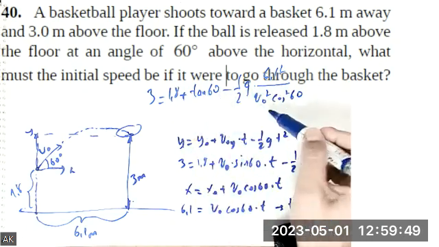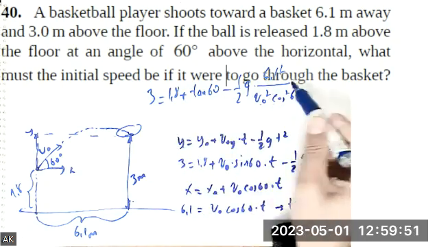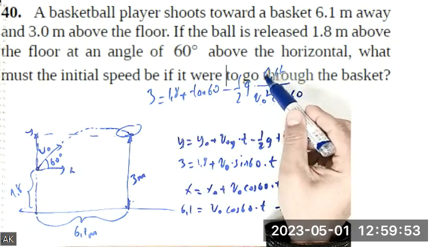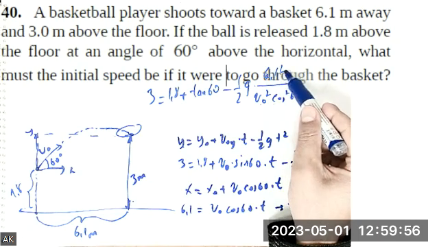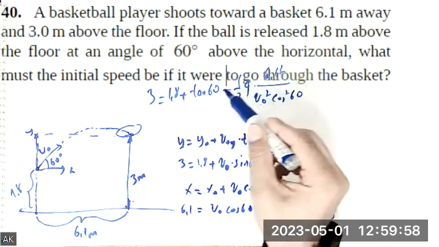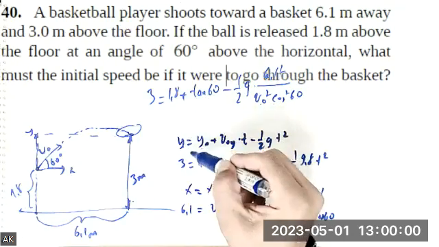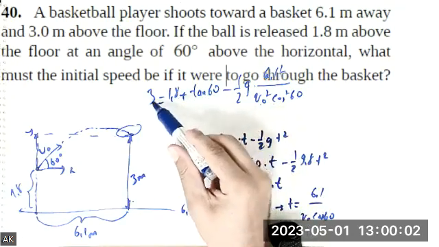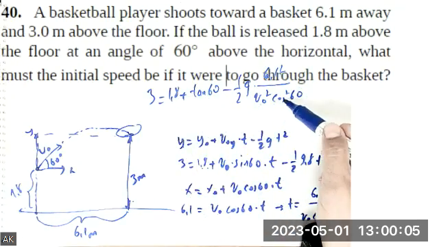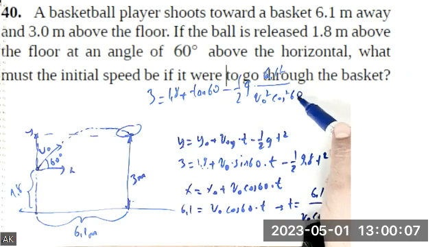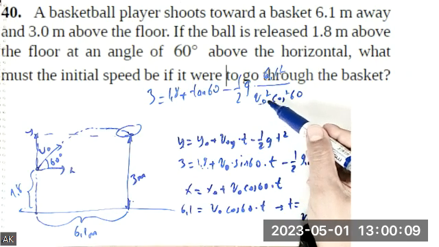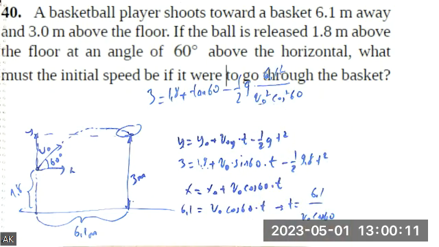And solve this equation for v0, because in this equation the only unknown is v0. Over here you have 6.1 squared, you have tangent 60, you have 1.8, and you have 3. These are just numbers, and cosine 60 you can calculate. The only unknown is v0 squared, so you can solve for v0. And that's the initial speed of the ball.